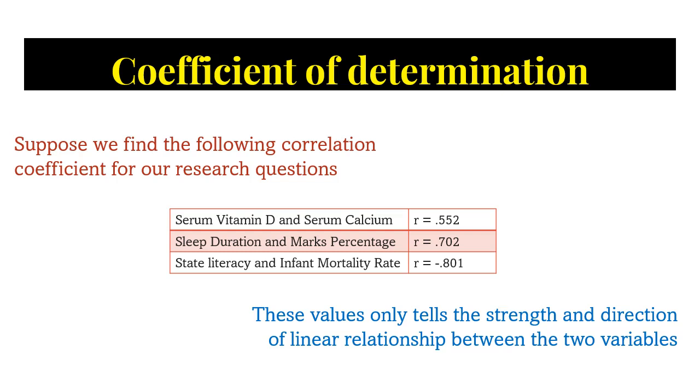Suppose we want to find out the correlation coefficient for our research questions, like serum vitamin D and serum calcium level, correlation between sleep duration and marks percentage, and state literacy and infant mortality rate. And if the correlations are respectively 0.552, 0.7 and 0.8, these values tell us the strength and direction of the linear relationship between the two variables. We have discussed that if there is a negative sign, then it is a negative correlation, and if there is a positive sign, it is a positive correlation.